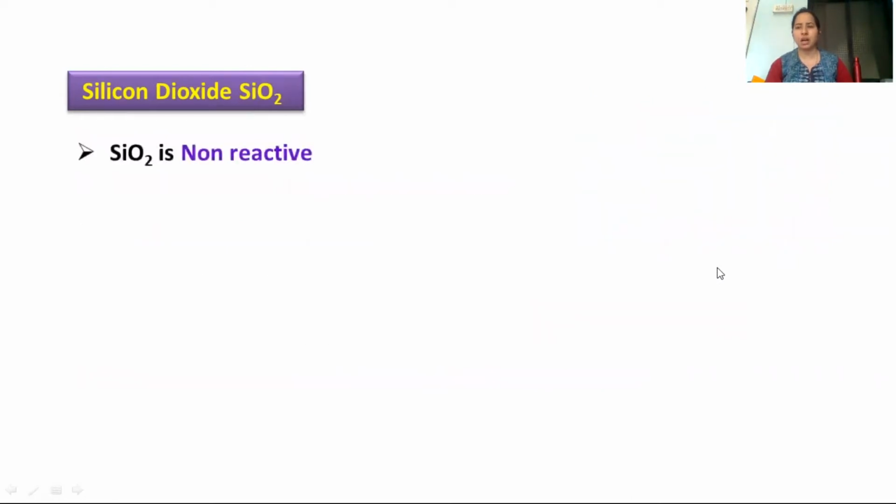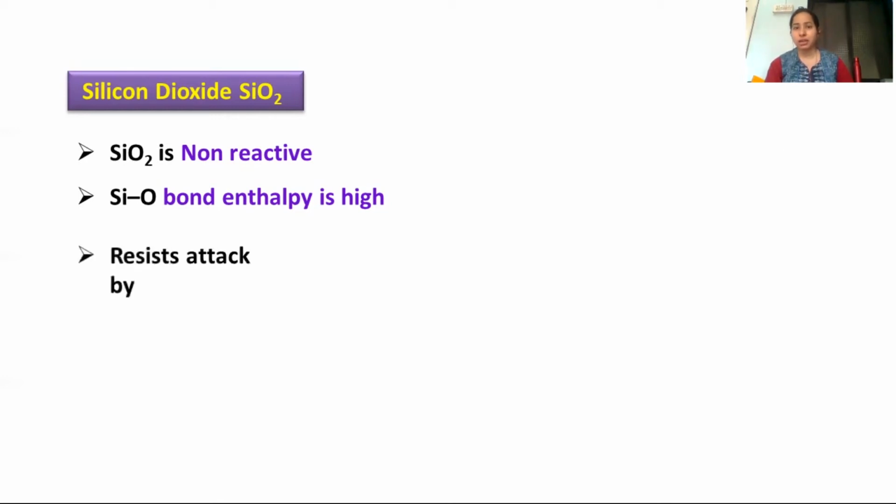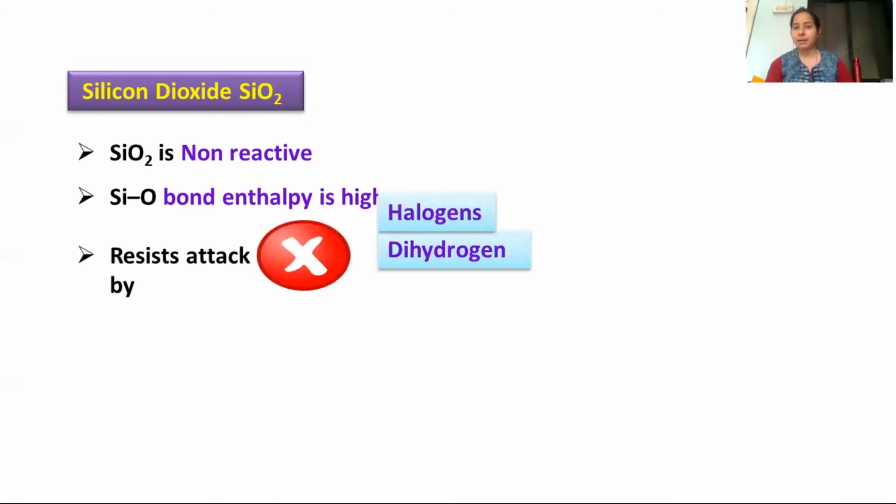Moving on to silica, if you remember, we have discussed this. Silica is non-reactive in nature. We say silica is slightly acidic also, because the bond enthalpy of silicon and oxygen is very high. We say it's almost non-reactive, and it does not react with acids, metals, halogens, and even with hydrogen. Because it's acidic, it's not going to react with acids, or even with metals, halogens, and hydrogen.